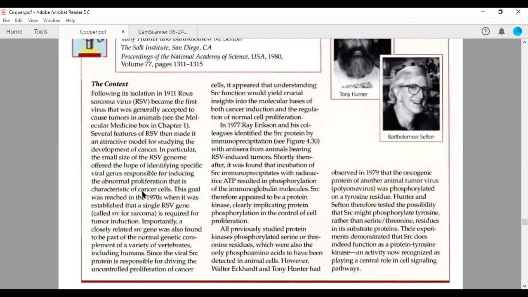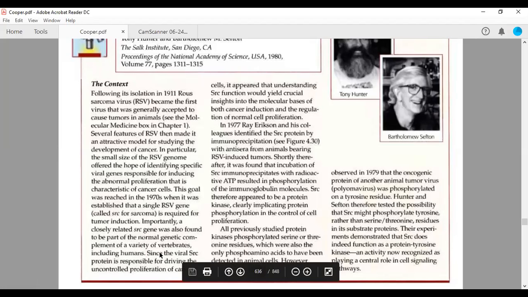This goal was raised in the 1970s and took many years. It was established that a single Rous sarcoma viral gene called SRC, for sarcoma, is required for tumor induction. Importantly, a closely related SRC gene was also found to be part of the normal genetic complement in a variety of vertebrates, including humans. So in humans also, a closely related gene has been identified, very closely related to this SRC gene of the Rous sarcoma virus.